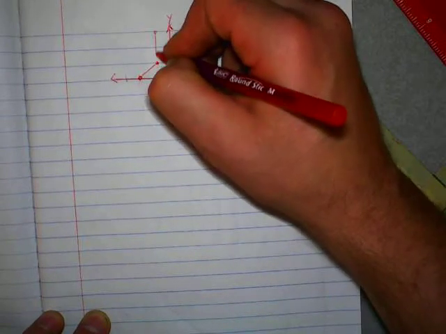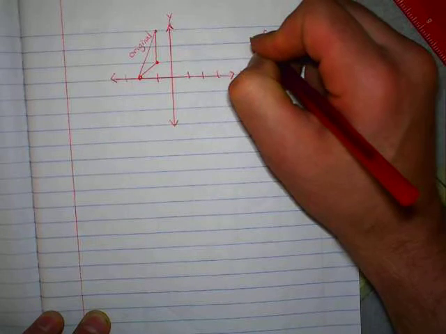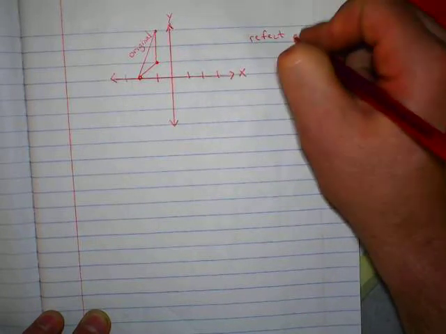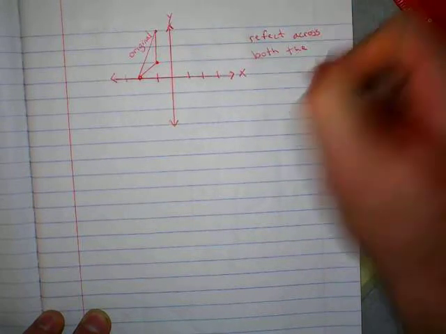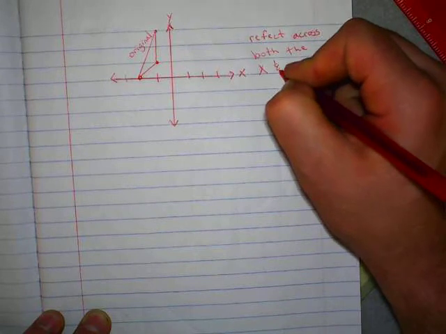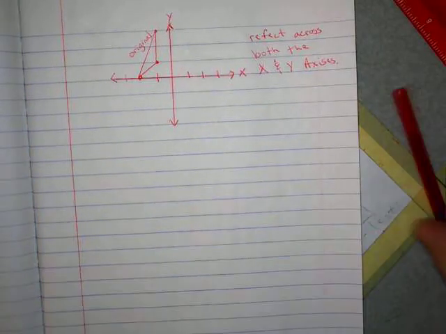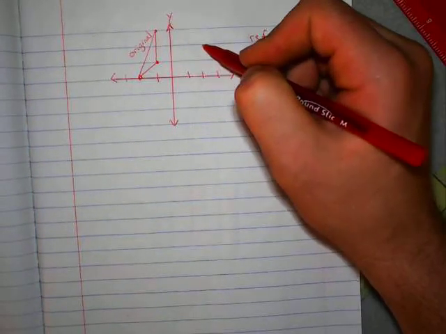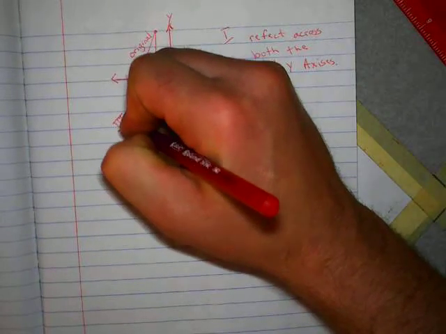Here, we're going to call this our original. I need you to reflect across both the x and y axes. So when you're done with this, I should have a triangle in this quadrant, quadrant 1, as well as a triangle in quadrant 3. All right.